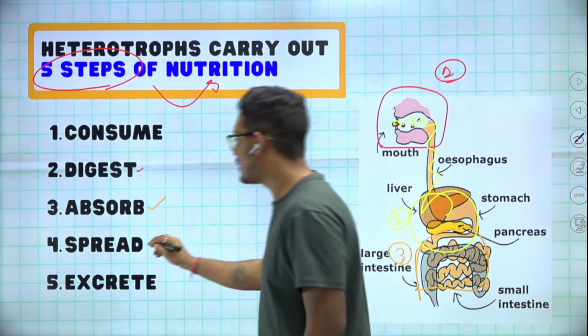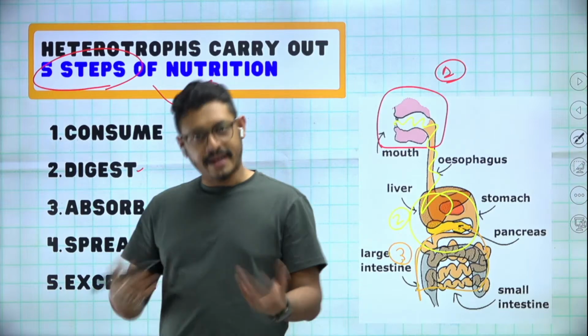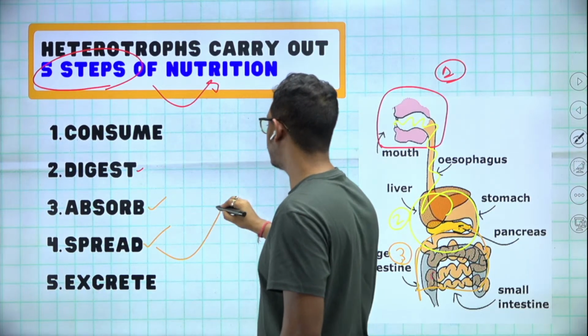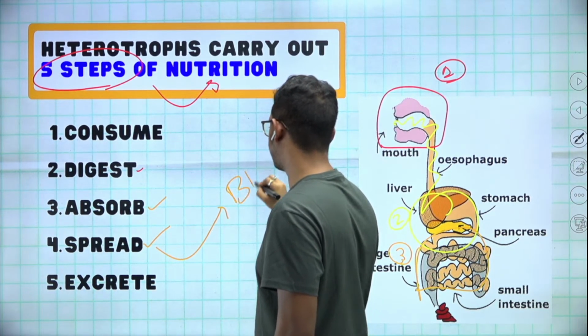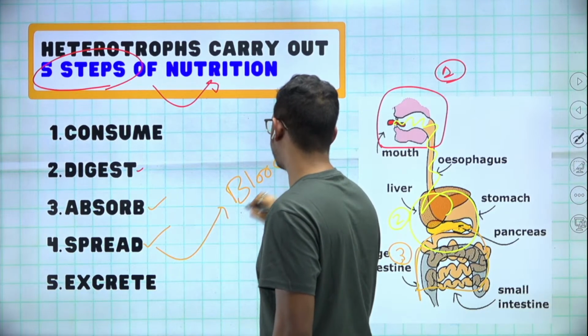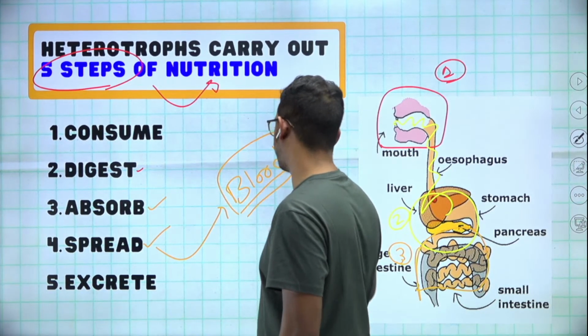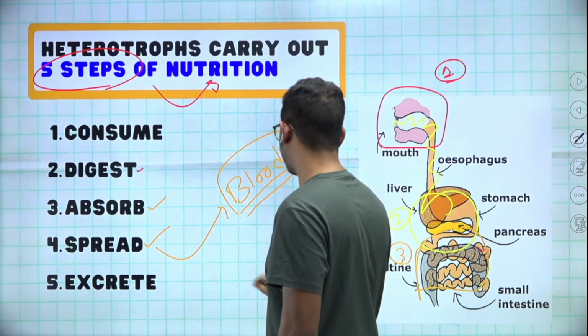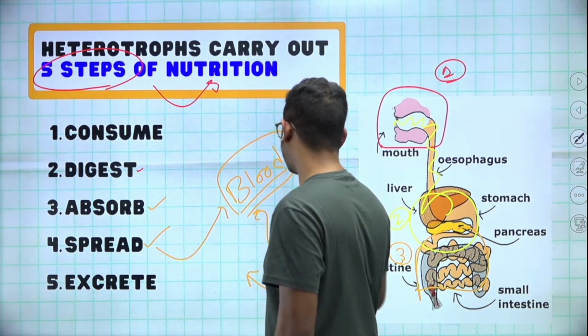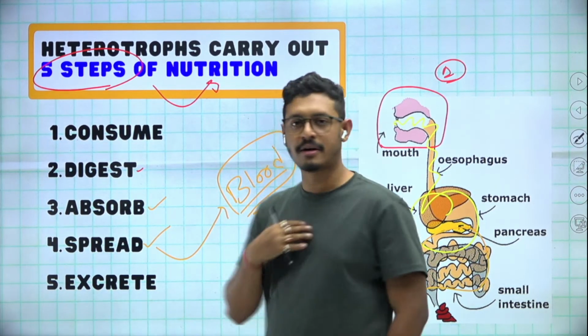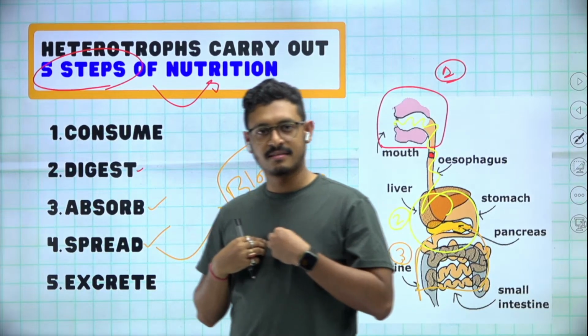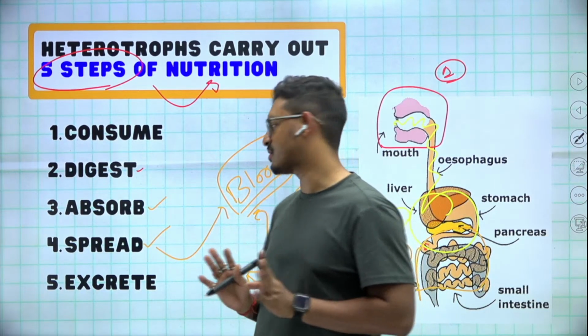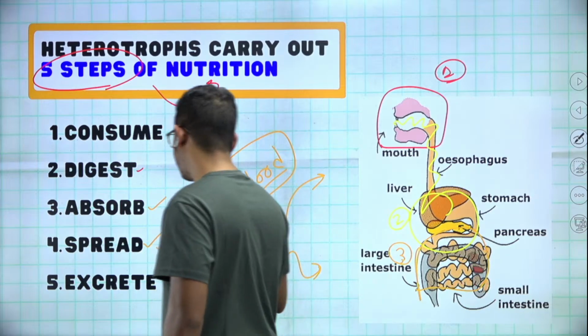And then you have spread. Spreading will mainly be done by your circulatory system, the fluid that you have in your body called blood. Blood will reach every corner of your body and make sure that every part that has living cells in it will get the nutrition and oxygen. And last you have is excrete.